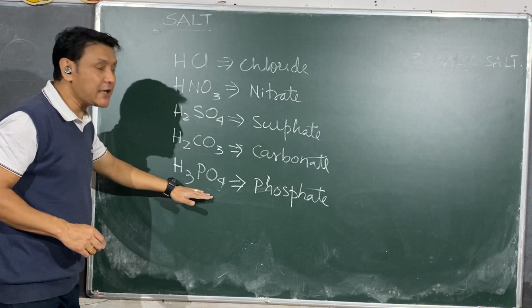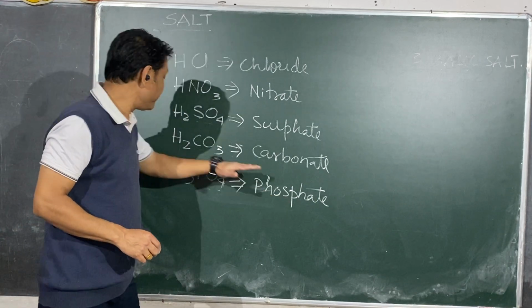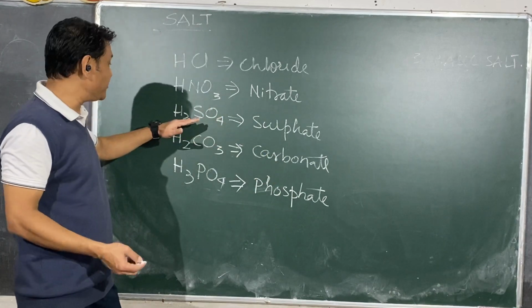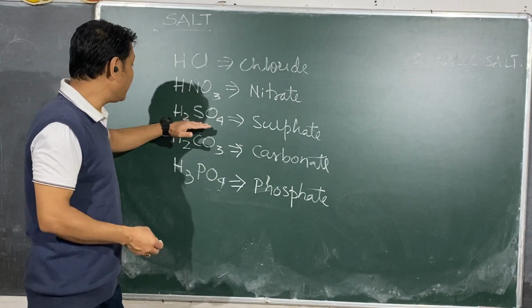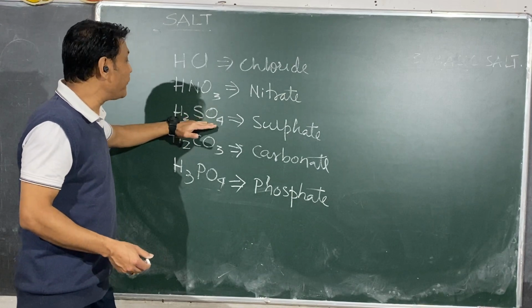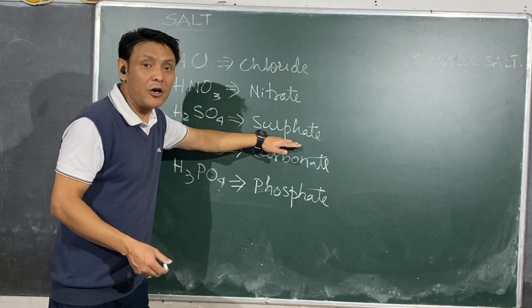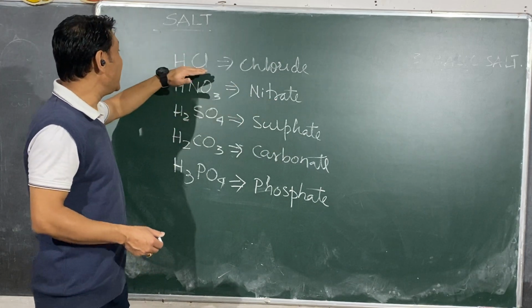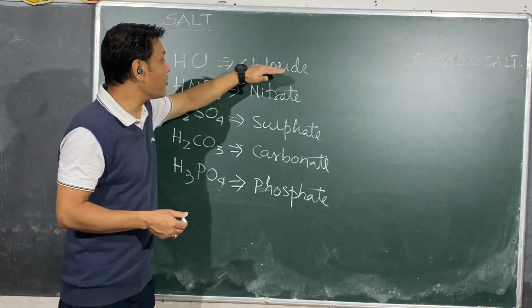Phosphoric acid will give you a salt called phosphate. Carbonic acid will give you a salt called carbonate. Basically, in a very general way, to make things very, very simple for you to understand, sulfuric acid will produce a salt called sulfate. Nitric acid will produce a salt called nitrate. Similarly, hydrochloric acid will produce a salt called chloride.